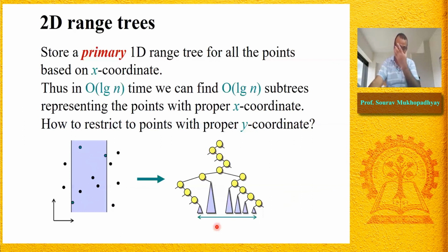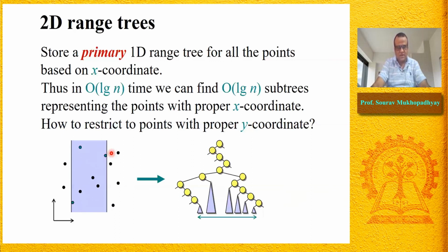We store these points in a 1D range tree. We make this data structure in the preprocessing, but based on the x coordinate. These points have both x and y coordinates, but we just ignore the value of y. We just take the key as the x values, and then we form this data structure. This is called the primary 1D range tree. We form this range tree based on the x coordinate.